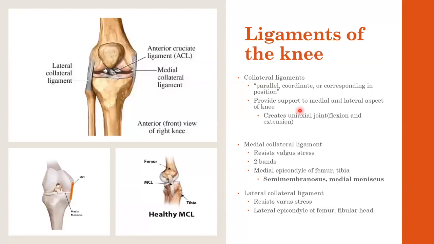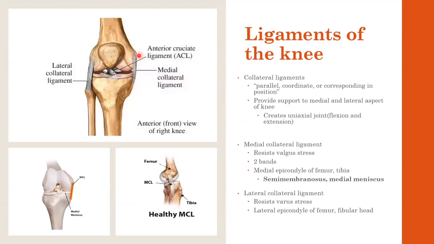Moving on to ligaments of the knee, we'll start off with our collateral ligaments. This is following the same premise with our other collateral ligaments that we see around our body. This will be located on the medial and lateral aspects of our knee joint. And their main function is to support the medial and lateral aspect of the knee.